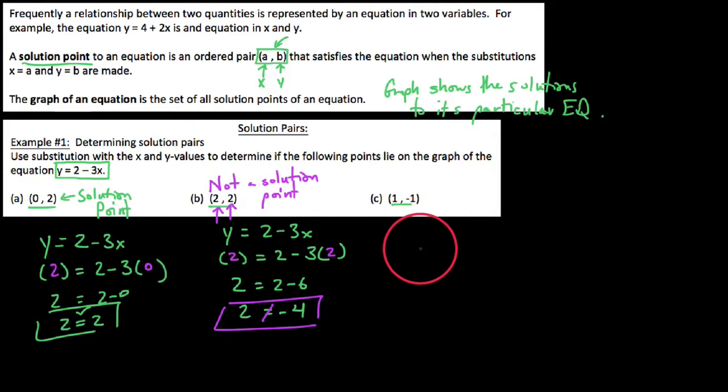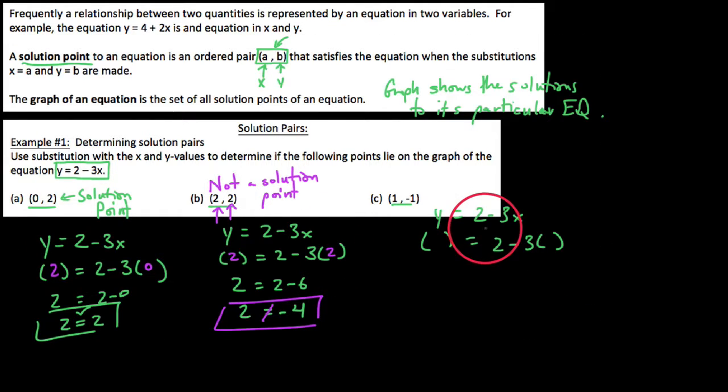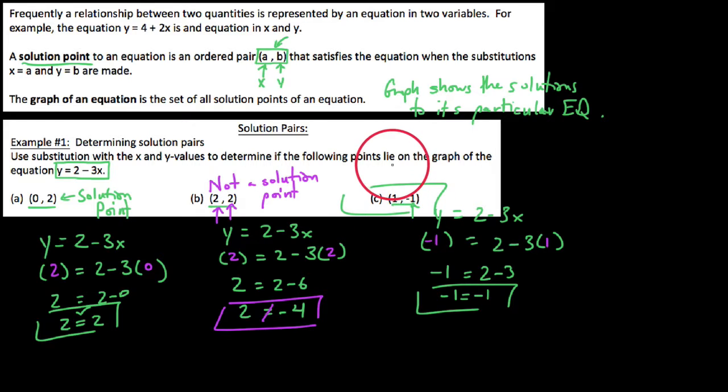Checking out this last one, let's run our substitutions again. We have y equals 2 minus 3x. Let me switch back to my pen tool here. Our y value is negative 1, so we substitute a negative 1, and our x value is 1. We get negative 1 equals 2 minus 3 times 1, or in other words, negative 1 is negative 1. So it did turn out that we had two solutions, or solution points, for this particular equation.